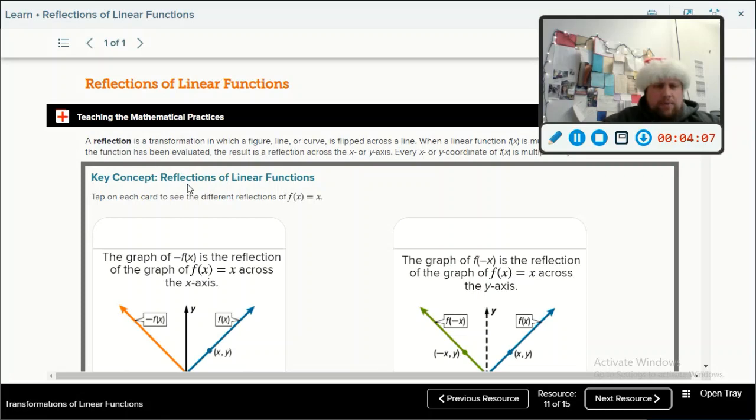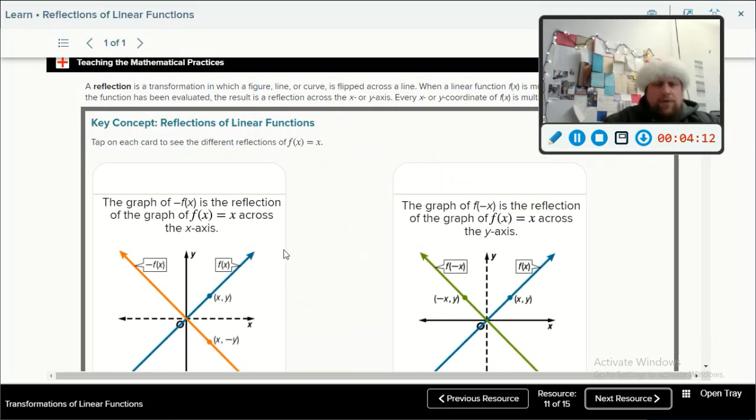Key concept, reflection of linear functions. All right, so we have two different situations here.